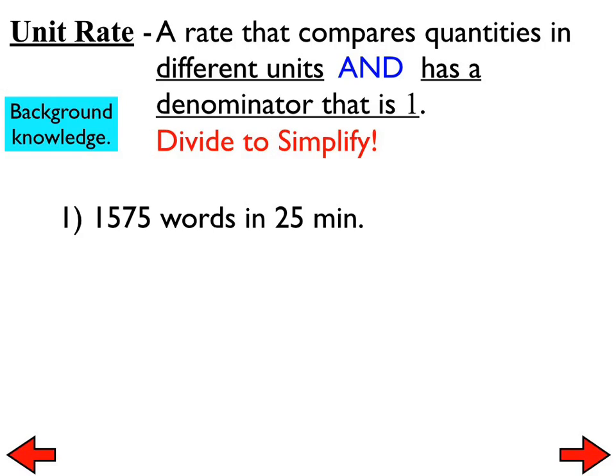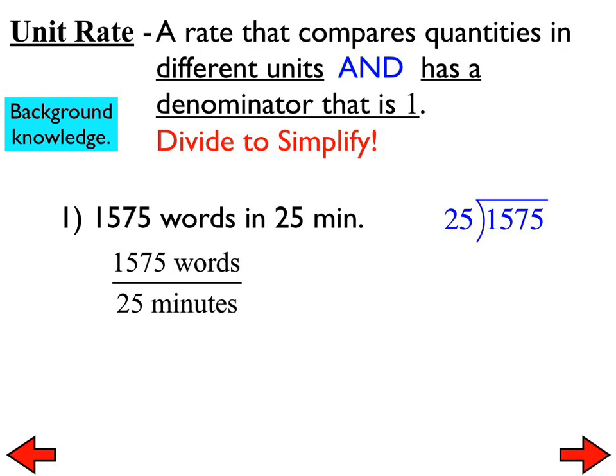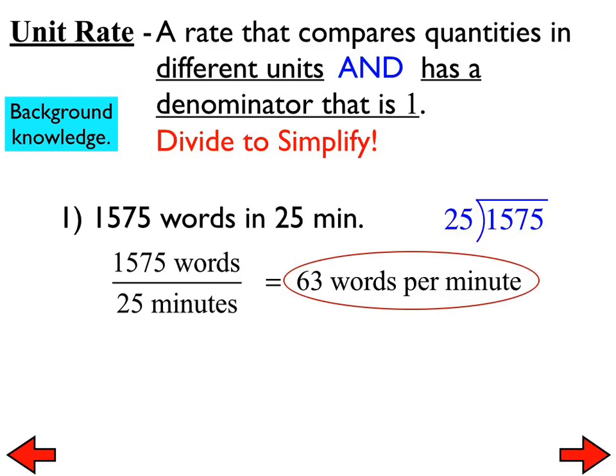So here's an example of a typical problem where you may be asked to find the unit rate. 1,575 words in 25 minutes. What we're trying to find, if we're finding the unit rate, is how many words per minute. The way to figure that out, of course, is to divide. Once we do that division, we get 63 words per minute. Remember, in a unit rate and a rate, we need to make sure we write the units. Words per minute would be the units.